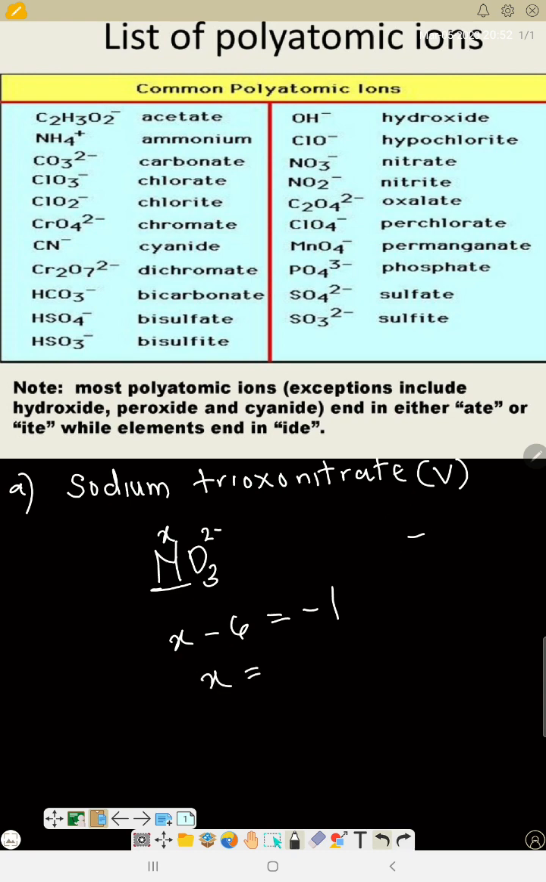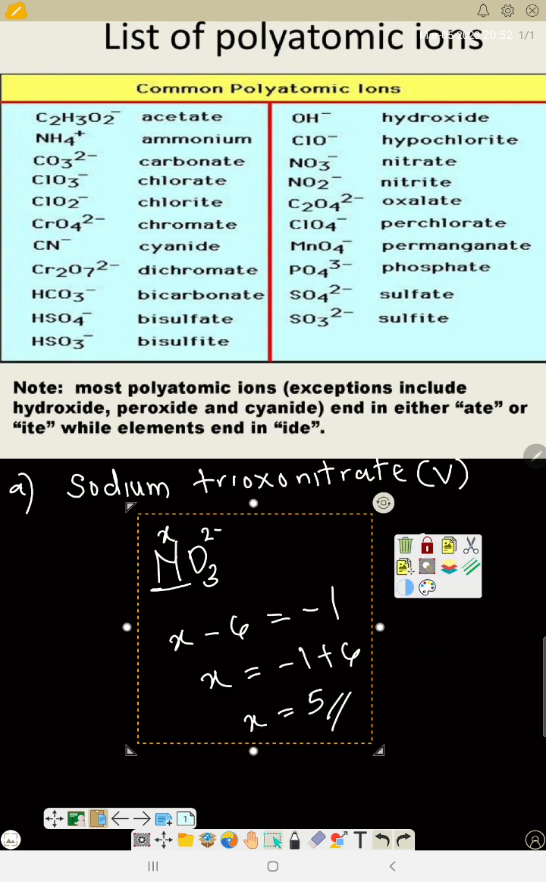So X is equals to minus 6 plus 1. So X is equals to minus 1 plus 6. So X is equals to 5. That means this nitrogen here is 5, the valency. So this is 3 oxygen, trioxonitrate 5.